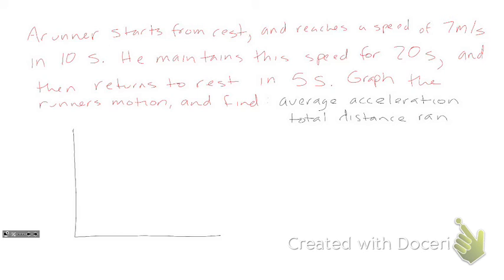Okay, so this is a speed versus time graph. When you have a speed versus time graph instead of a velocity time graph, it's like the exact same thing, just we're not given a direction of where the runner's going.